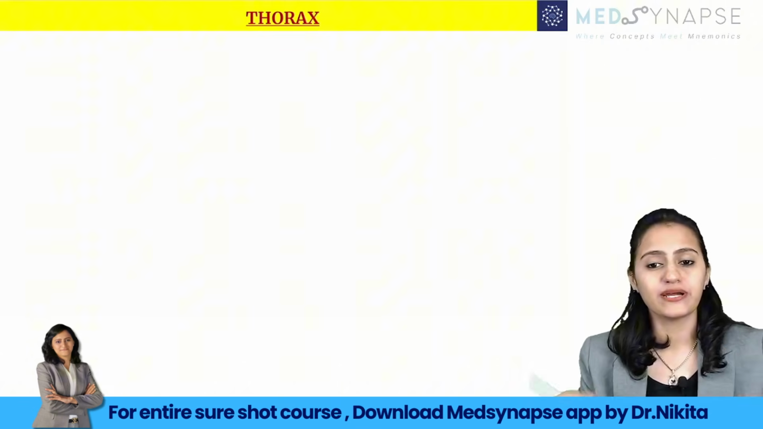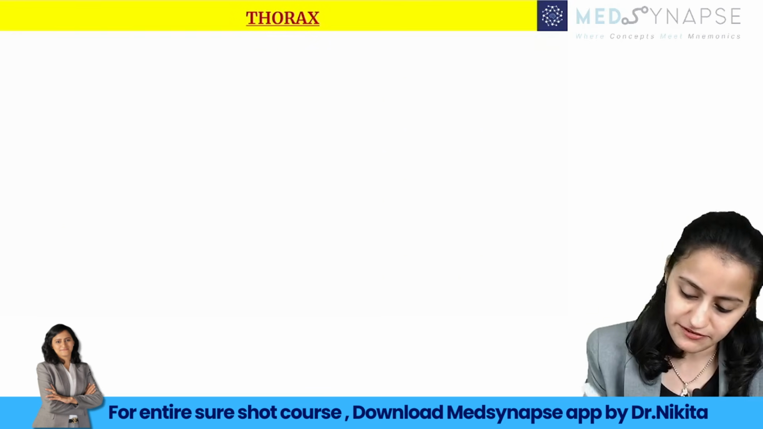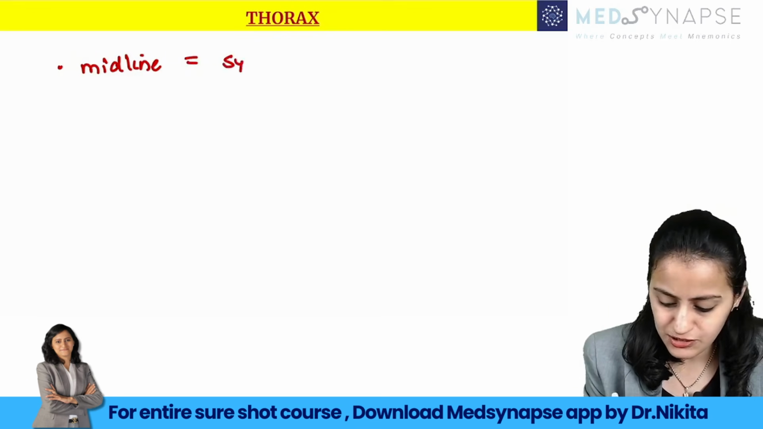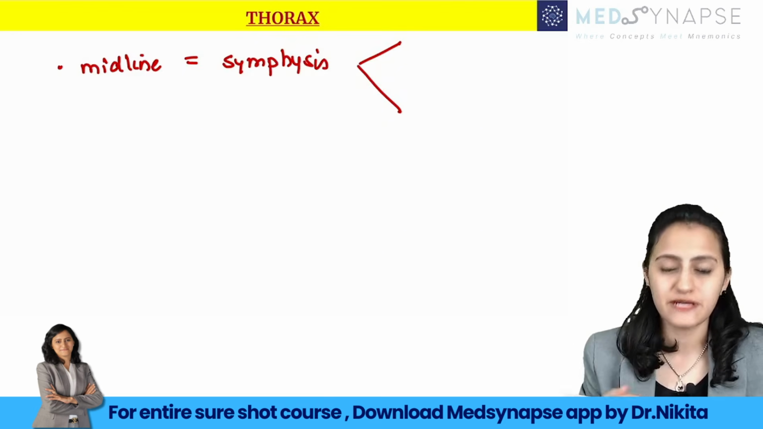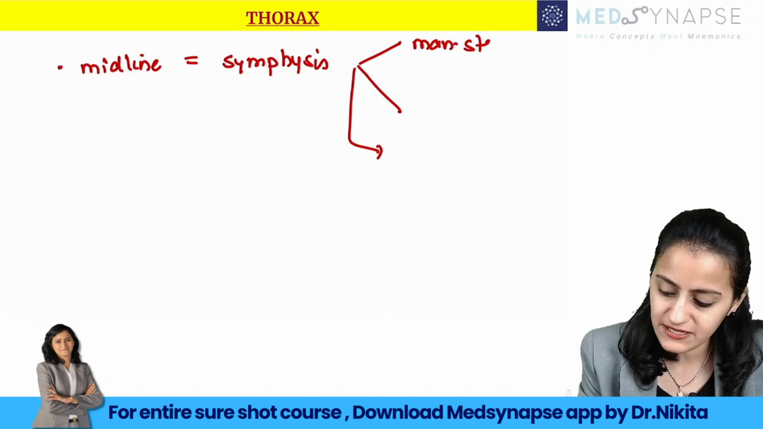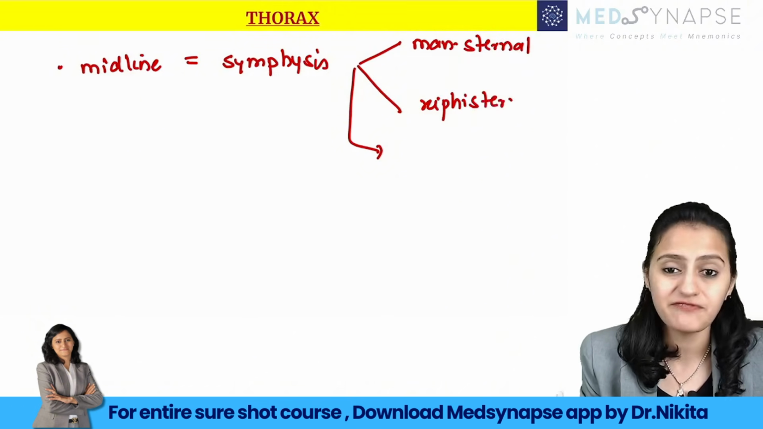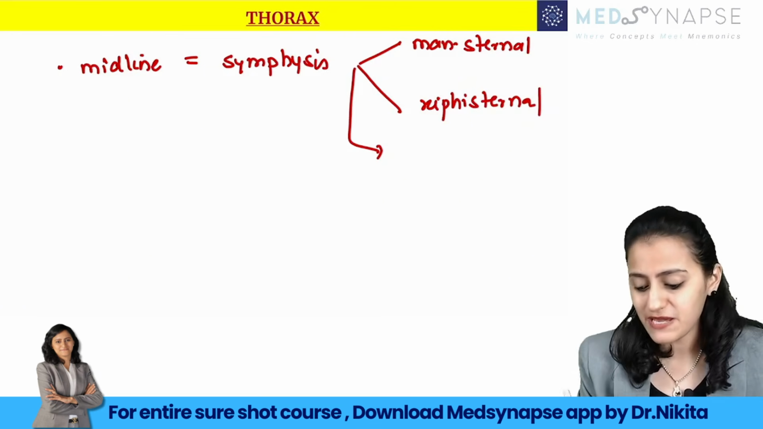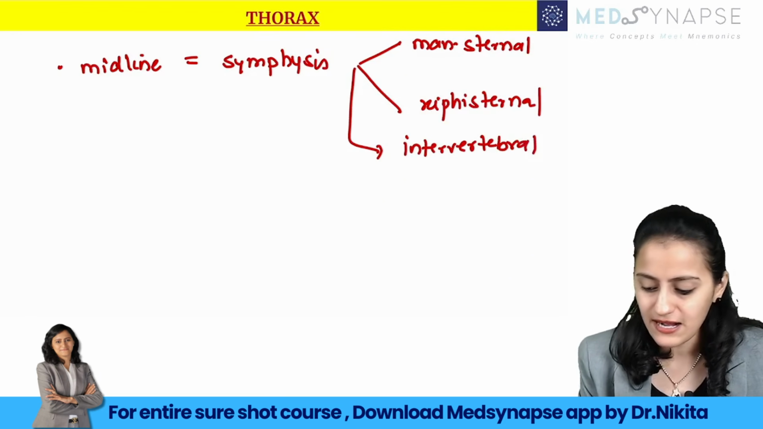Now, going to the joints in the thorax. First, if we talk about the midline joints, we know that the midline joints are symphysis. So, what are the midline joints that we have here in the thorax? We have the manubriosternal joint and the xiphisternal joint, that is in the front. What do we have behind? That is the intervertebral joints. Even they are symphysis.